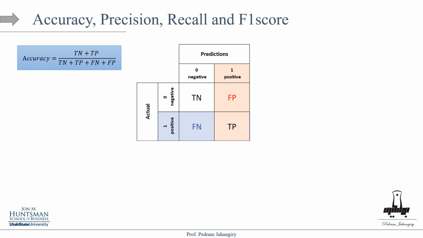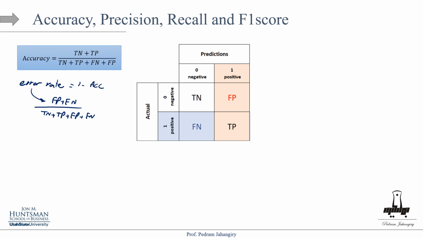So what is the error rate? The error rate is defined as, let me write it down, 1 minus accuracy. So if accuracy is 80%, error rate is 20%. If accuracy is 70%, error rate is 30%. And I guess it's easy to see that it's going to be false positive plus false negative divided by all the observations: true negative, true positive, false positive, and false negative.